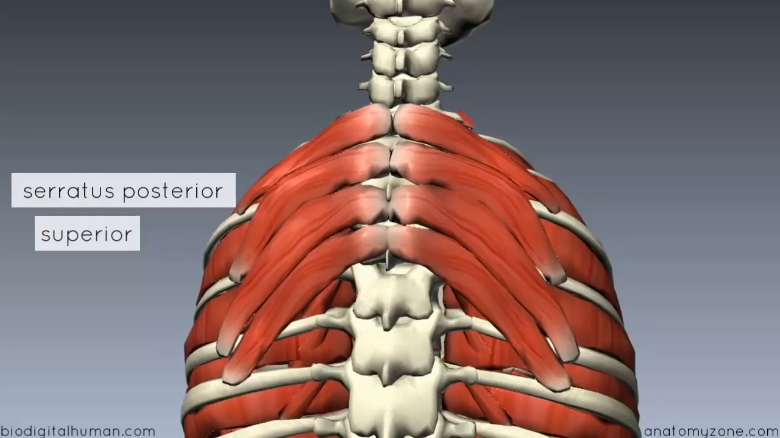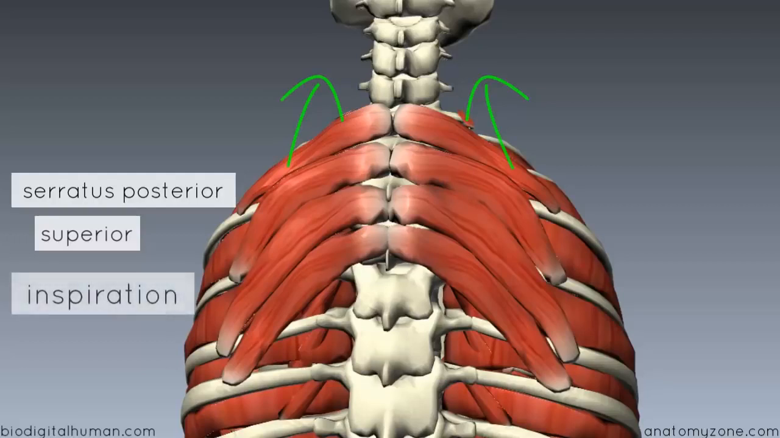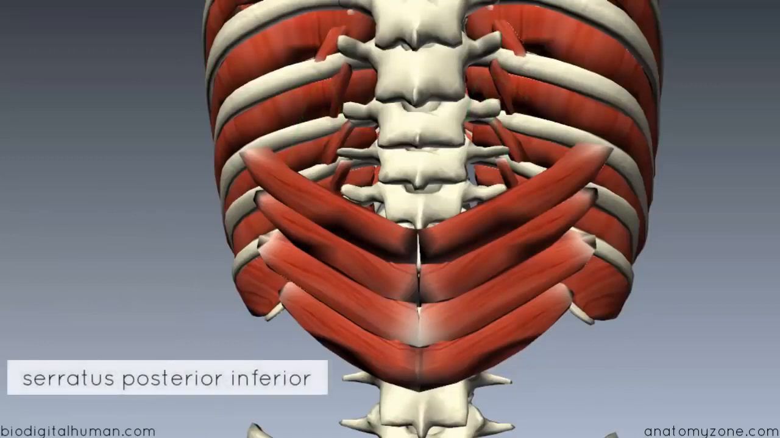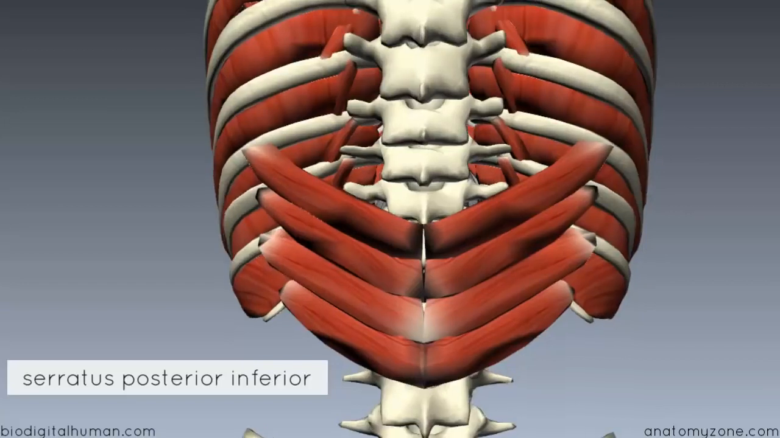You can imagine if it contracts, the angle of the muscle indicates that it's going to pull the rib cage upwards and elevate the ribs. So this assists in inspiration. Just taking a look a bit lower down at the serratus posterior inferior, this muscle originates from the spinous processes of T11 to L2, and it inserts on the lower ribs, so ribs 9 to 12.